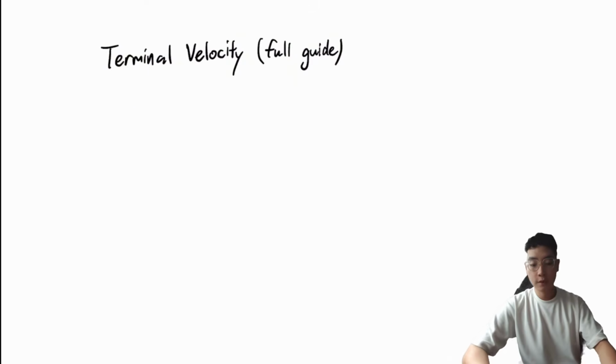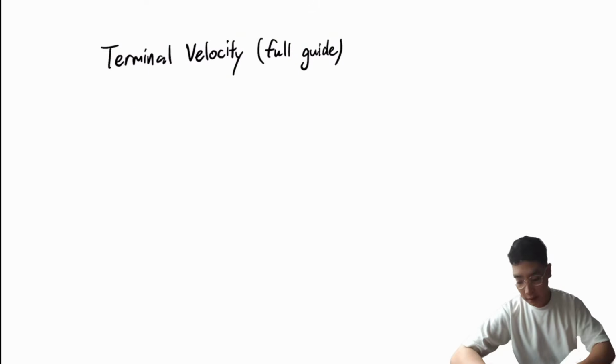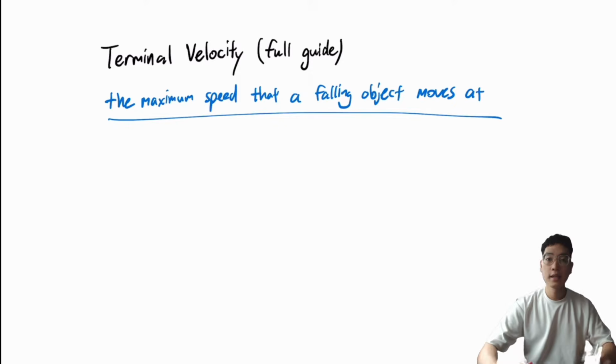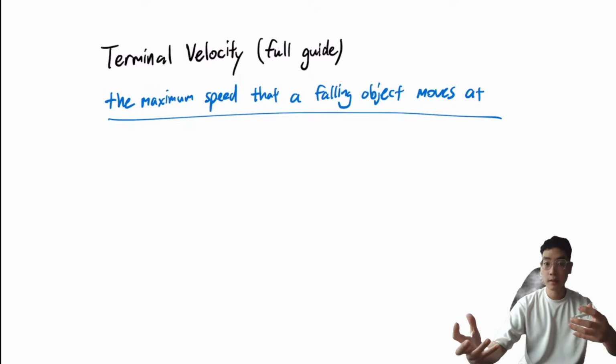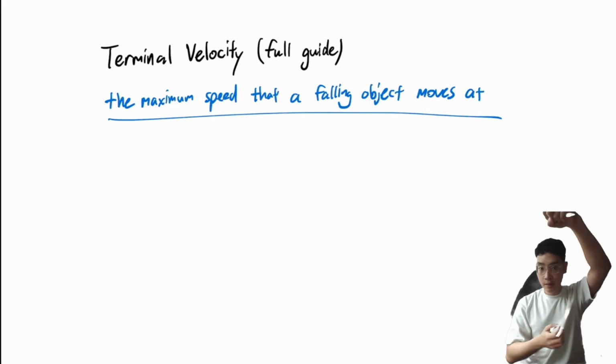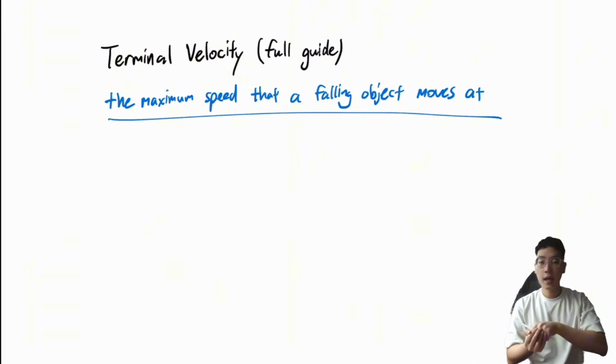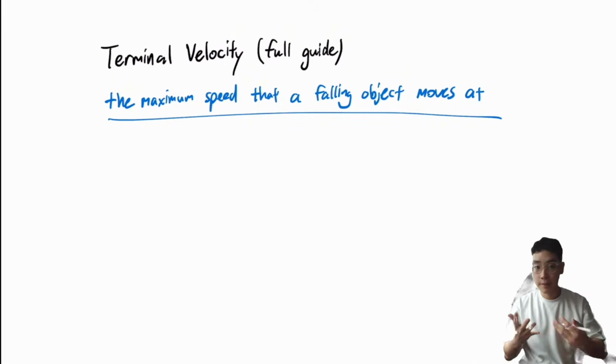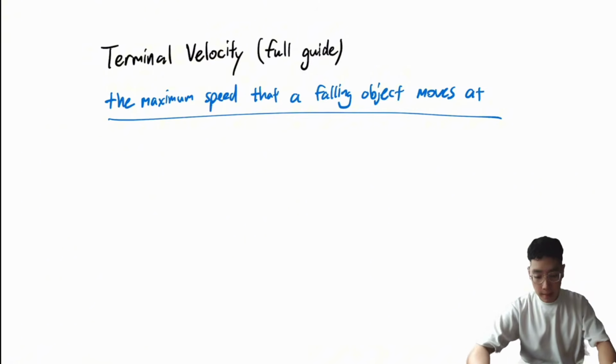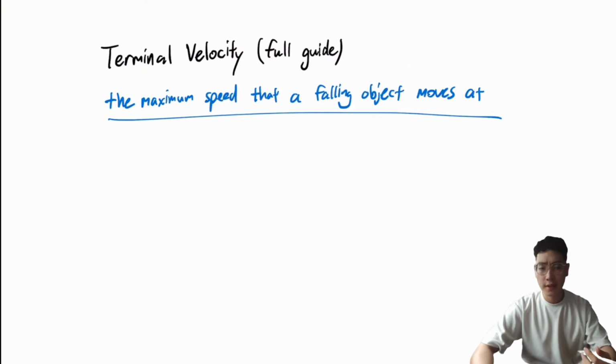First of all, what exactly is terminal velocity? Terminal velocity is essentially the maximum speed that a falling object moves at. When an object falls down, it's going to speed up faster and faster, and eventually the object will reach a maximum speed. We call this the terminal velocity. Let's break down how terminal velocity is actually achieved.